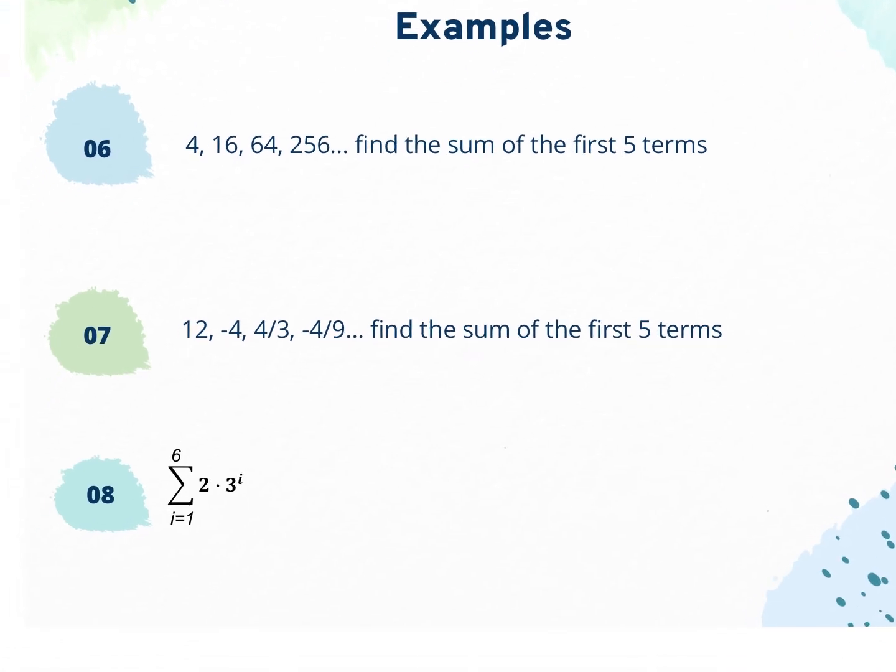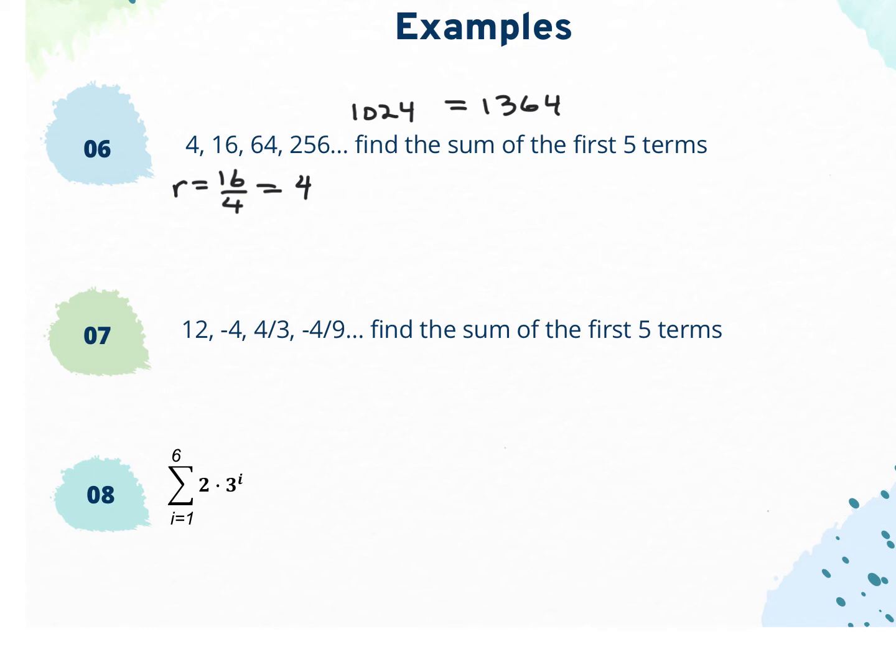So it wants me to find the sum of the first 5 terms. Now, let's find the common ratio. Remember, to find the common ratio, we divide. So I'm going to divide 16 by 4, and my common ratio is 4. Now, because this only wants to find the sum of the first 5 terms, technically I could take 256, multiply it by 4, and the 5th term is going to be 1024. Technically, I could go back and add 4 plus 16 plus 64 plus 256 plus 1024, and that's going to give me 1364, which is going to be the sum.